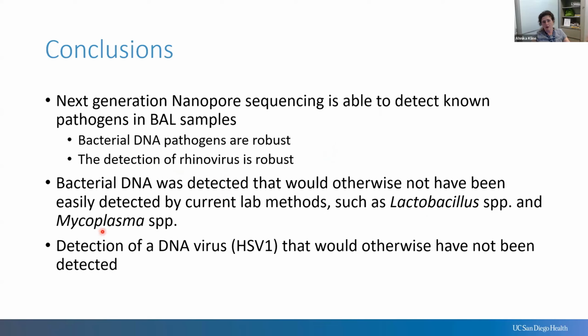Mycoplasma species, there are mycoplasma in the world. They're very hard to grow. There are certainly a few that cause disease, like Mycoplasma pneumoniae, Mycoplasma hominis in the right patients, Mycoplasma genitalium in the right patients. And so, certainly detection of difficult-to-detect species we were able to show. We also detected a DNA virus that otherwise would not have been detected, HSV1. Again, whether it contributed to any pneumonia in this patient is hard to know, but it does make me wonder whether the patient also reactivated HSV in their clinical course.